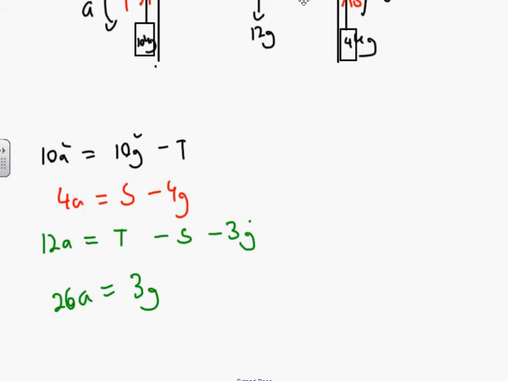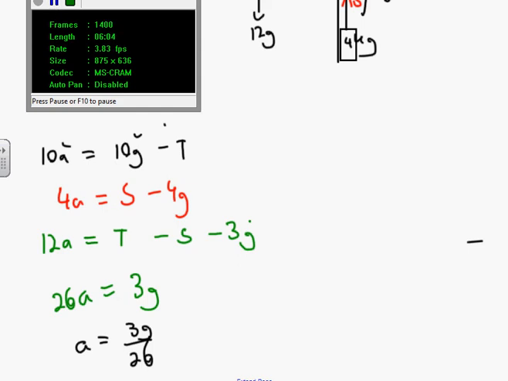And look, minus t plus t cancels. s minus s cancels. So by adding all three of them together, it just worked out really conveniently. You then just add all three together, no bother. a equals 3g over 26, exactly what I was asked to prove. Is that right? Yes.